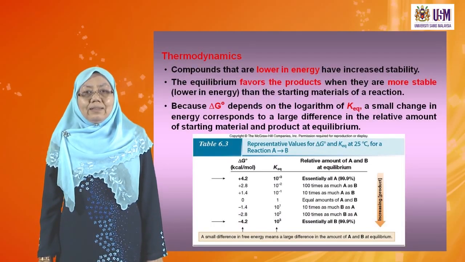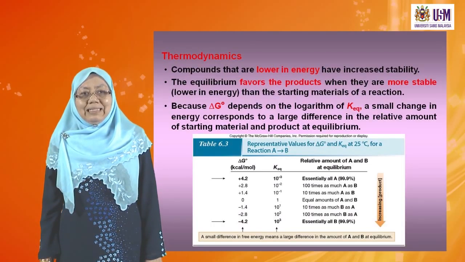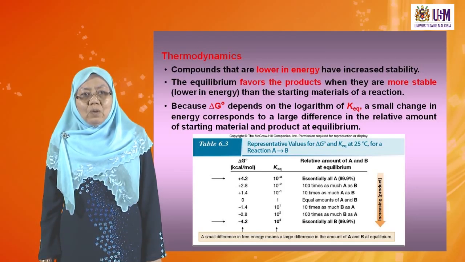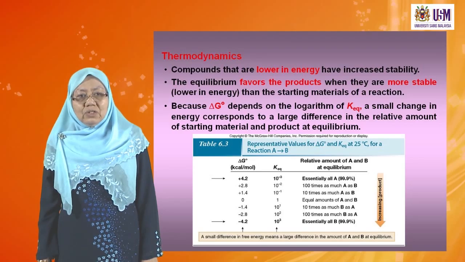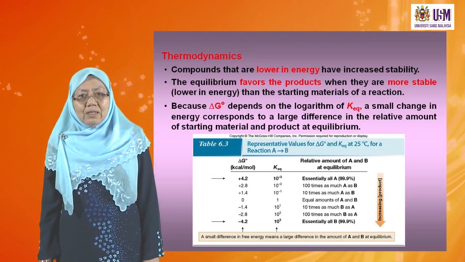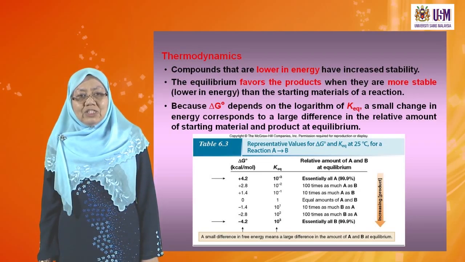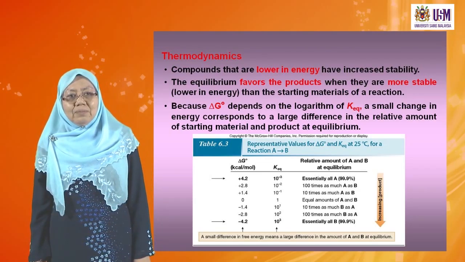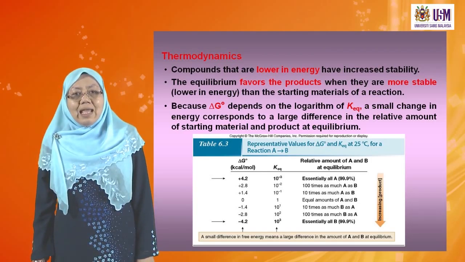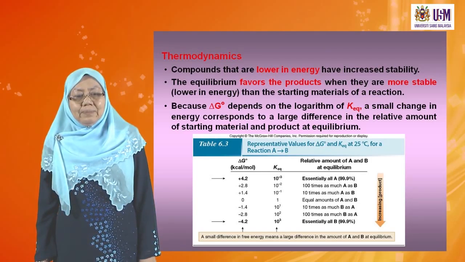Compounds that are lower in energy have increased stability. The equilibrium favors the products when they are more stable, which is when they are lower in energy than the starting materials of a reaction. Because delta G naught depends on the logarithm of the equilibrium constant, a small change in energy corresponds to a large difference in the relative amount of starting material and product at equilibrium.